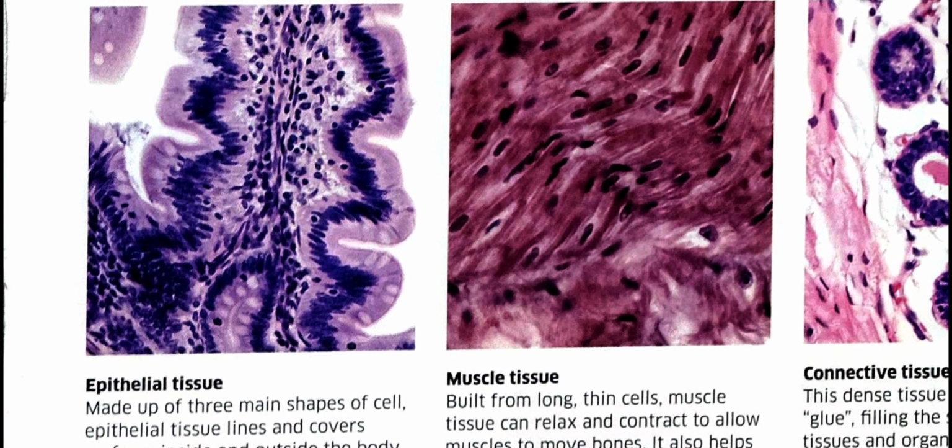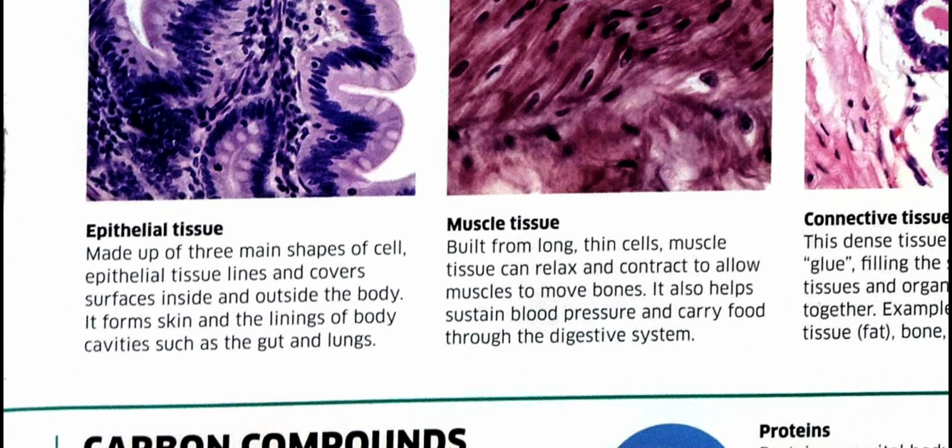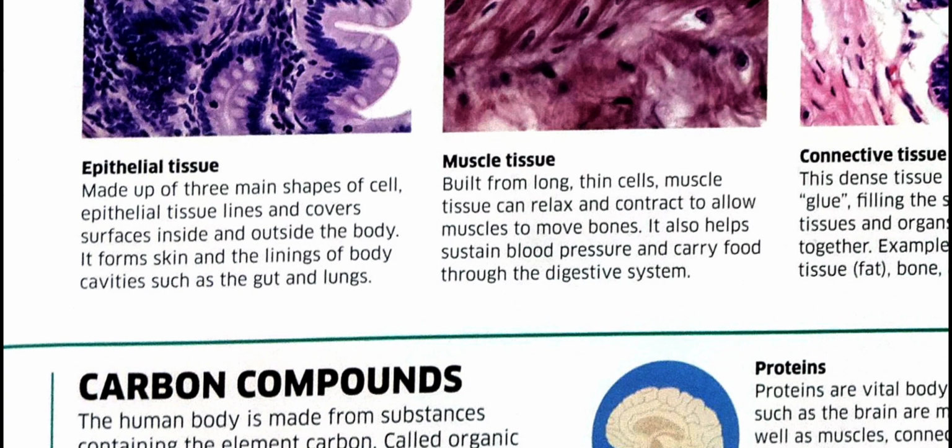Now we are going to talk about epithelial tissue. Epithelial tissue is made up of three main shapes of cells. Epithelial tissue lines and covers surfaces inside and outside the body. It forms skin and the linings of body cavities such as the gut and lungs.